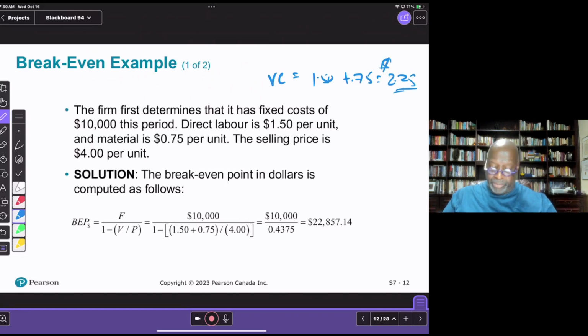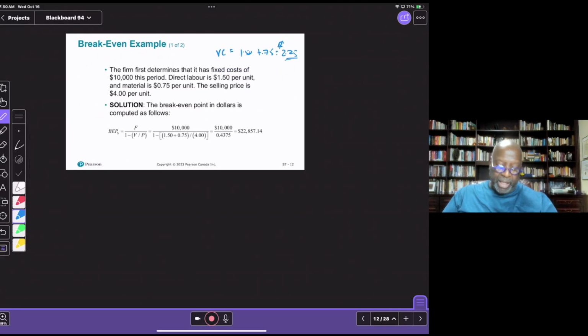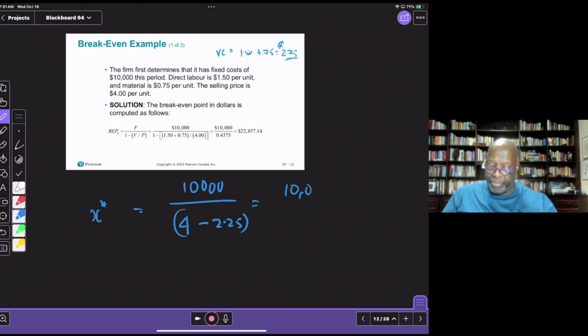Good. The break-even point. So if we want to just get the break-even point, as you can see, in terms of actual quantities, first of all, we should say that break-even point X star would be equal to the $10,000 divided by the price, which is sold at $4 per unit, minus $2.25. So that should be 10,000 over $1.75. Whatever that turns out to be is the answer.